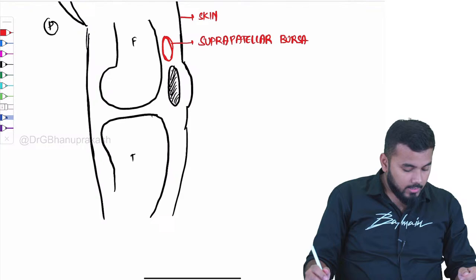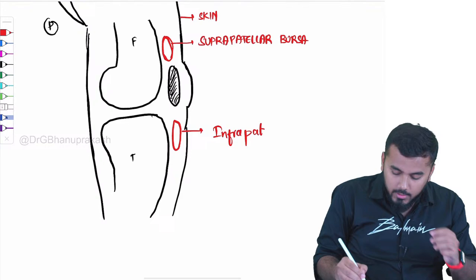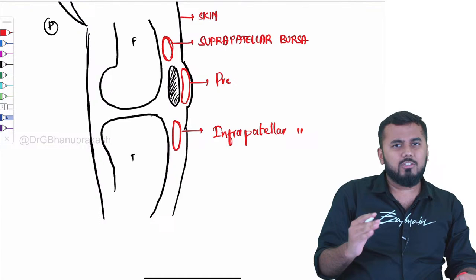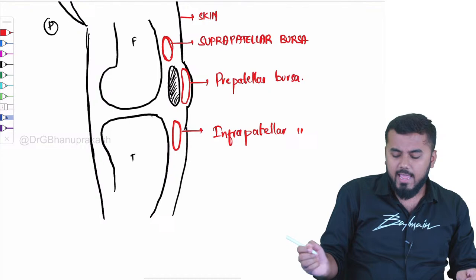Below the patella also I have got a bursa. This is called infrapatellar bursa. Next, in front of the patella also I have got a bursa like this. This is called prepatellar bursa. I hope you understood why these bursae are important, because most of the time we kneel down, we fall down. So the impact is on the knee itself. So we have got prepatellar bursa. All these bursae act as a cushion.